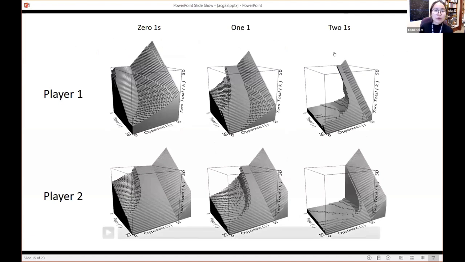So from here we can compare a little bit. When having 0 ones set aside, both players seem to take more risk, so the curve is very steep for both players compared to the other cases. Player one always takes more risk compared to player two because it has a disadvantage. And the more ones they have set aside, the less risk they are going to take.